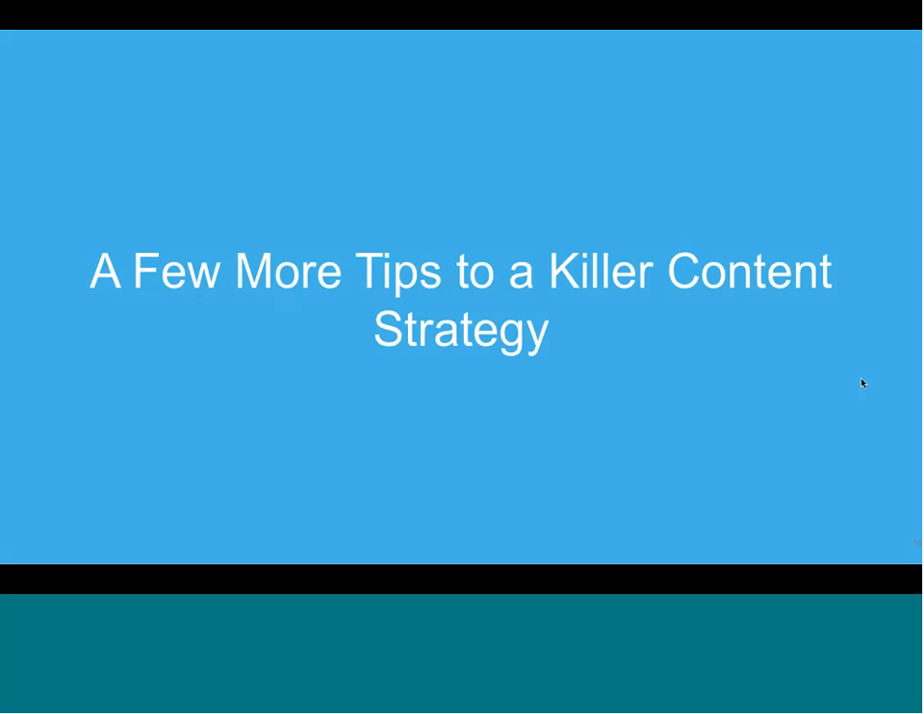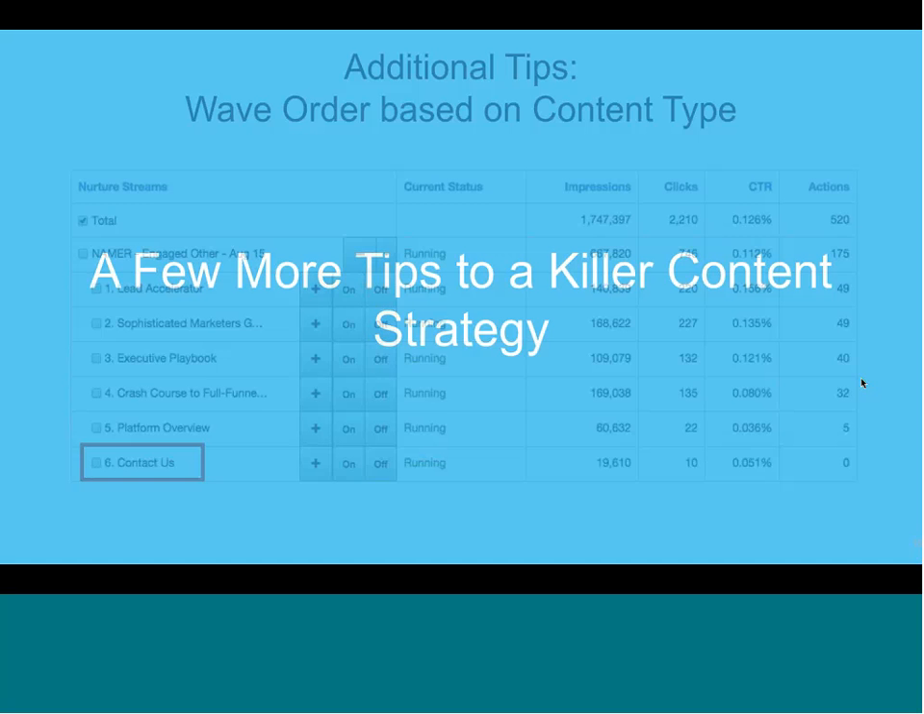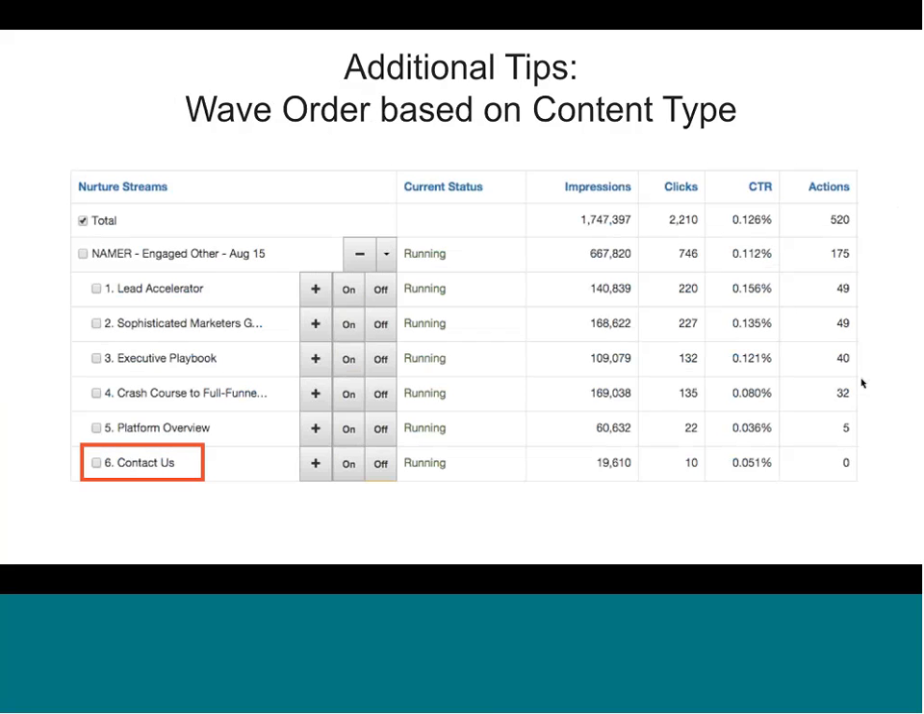Okay, a few more tips to a killer content strategy, right? Let's talk a little bit about wave order based on content type, right? So here's an example of an approach that you can take to define wave order. It's a strategy that I've actually seen a lot of Lead Accelerator users take. Wave 1, right, we've talked about this before. Wave 1 is your best performing, most relevant offer, right? And if you're after leads, put your best lead gen offer here. Waves 2 and 3, other relevant offers for this target audience.